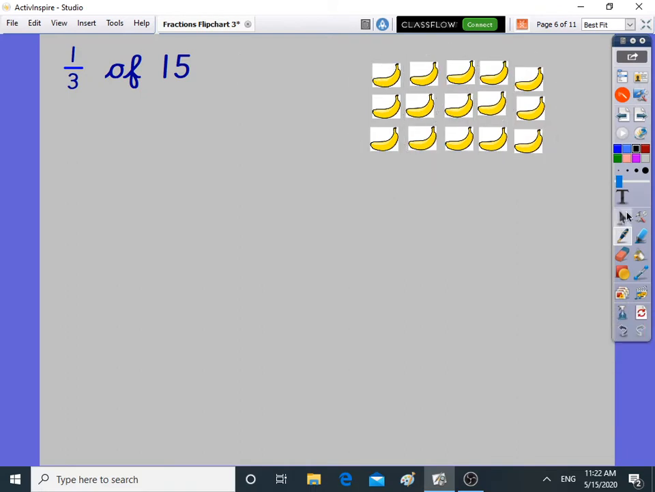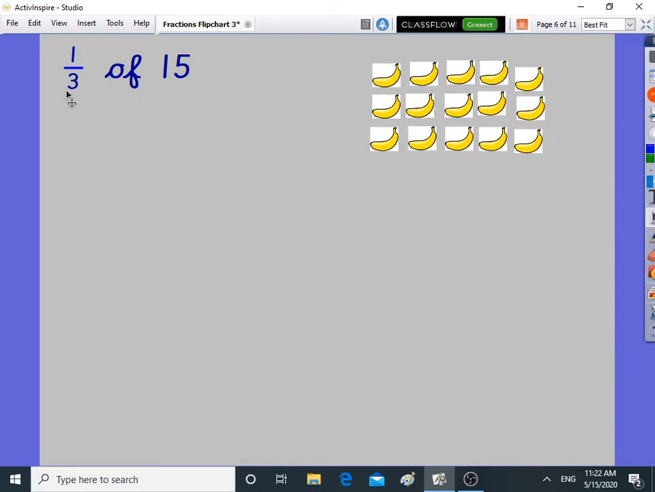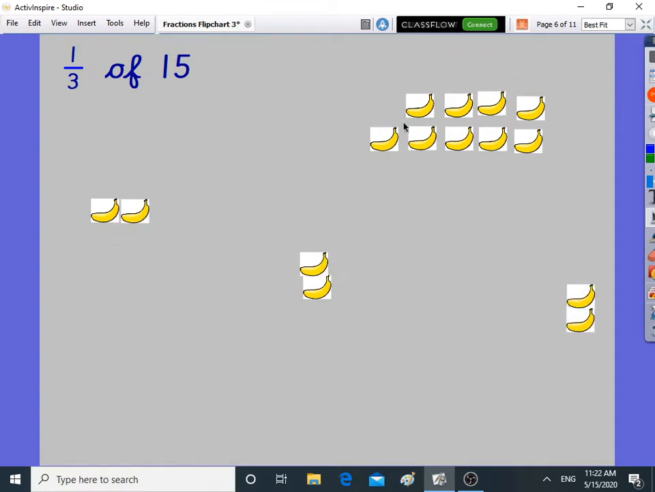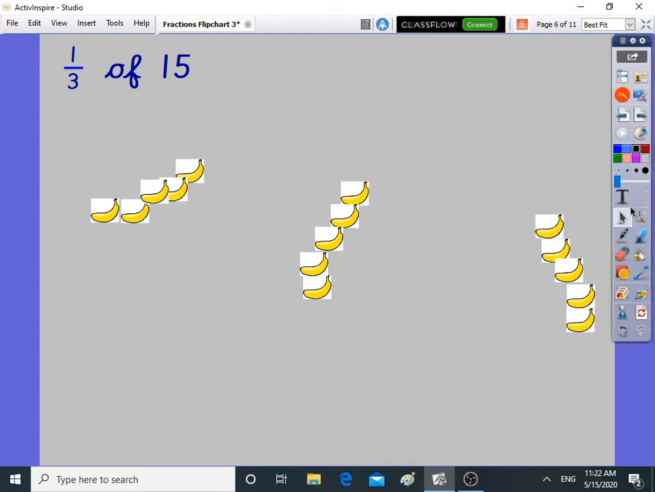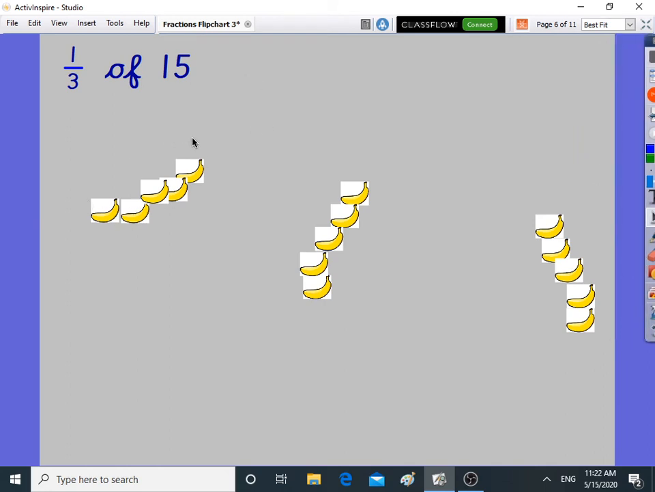Another way of doing it, we can do 15 divided by the denominator. Divide by the bottom. 15 divided by 3. So share the 15 bananas into 3 groups. 1, 2, 3 groups. They get another one. They get another one. So you can do it by sharing. 1/3 of 15 is the same as 15 divided by 3. If you want 1/3 of something, you just divide by 3. And in each group there's 5, because as we found the first time, the answer is 5.